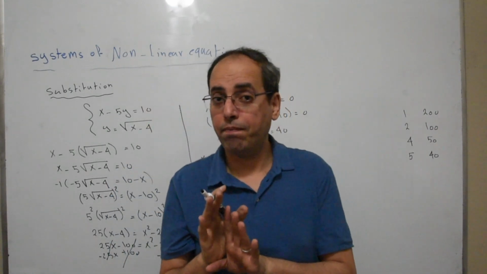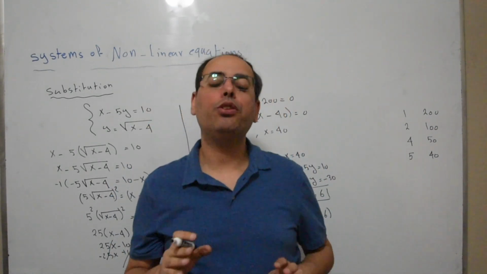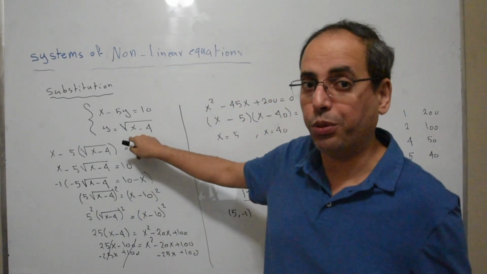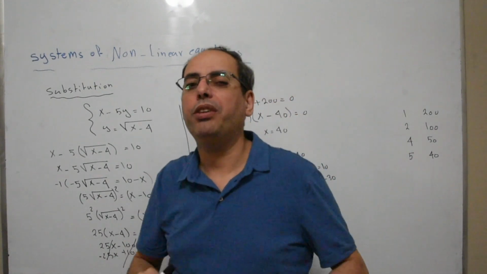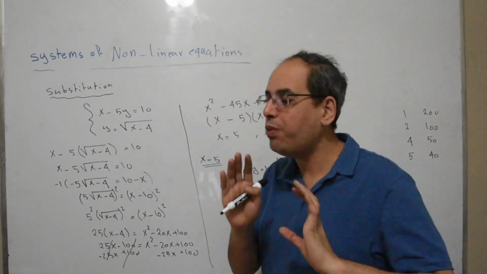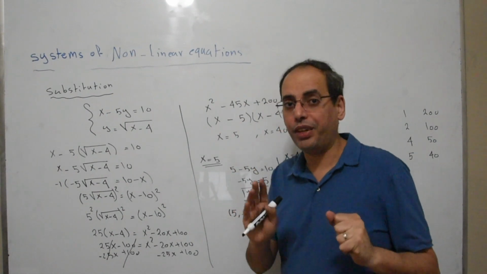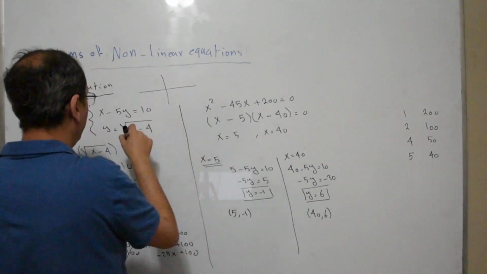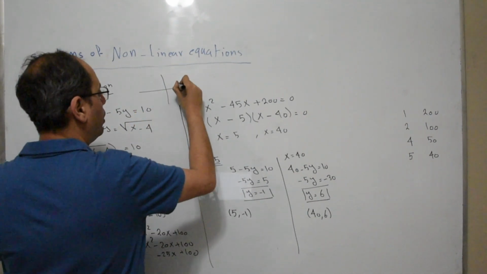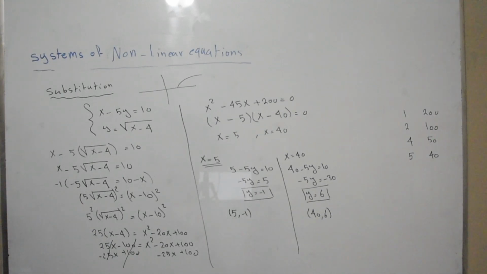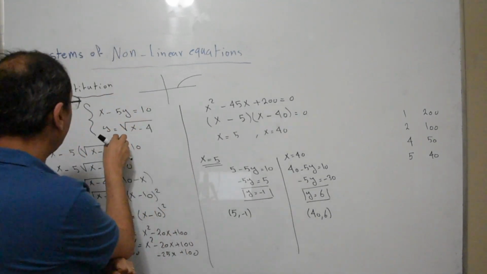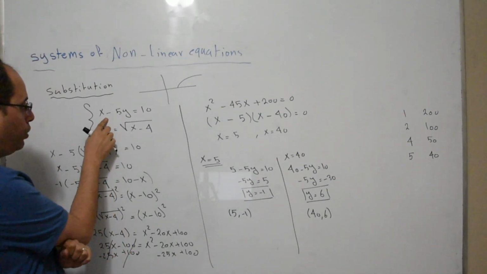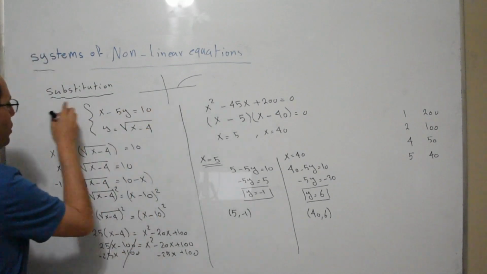Am I done? No. I need to check these two solutions, especially when I have something like square root. Okay, let me remind you of something. Do you remember how we graph the square root? So the square root, and especially this is shifted by 4. So that looks like the square root. Do you remember that? And this is a line. This is a positive with a positive slope, because if you move the x to the other side, let's write it down here.